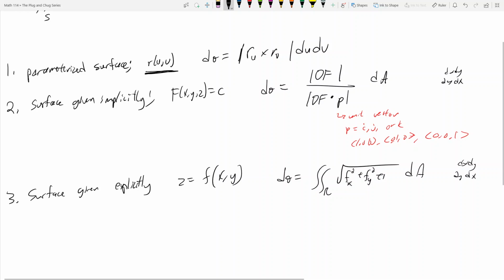Or that's not d sigma. d sigma is this guy. Sorry, I just set up the integral for you guys. The double integral of d sigma would have been the double integral there, but d sigma is just this right here, and that's a plus 1.